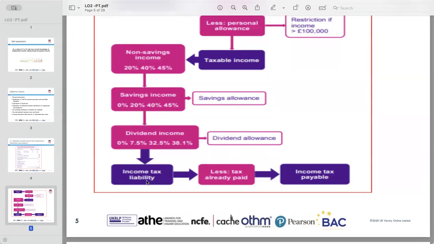Less tax already paid: any tax already deducted, such as through PAYE for employment income or tax credit for dividends, is subtracted from the income tax liability. Income tax payable: the final amount owed to HMRC after accounting for any tax already paid is the income tax payable for the tax year.